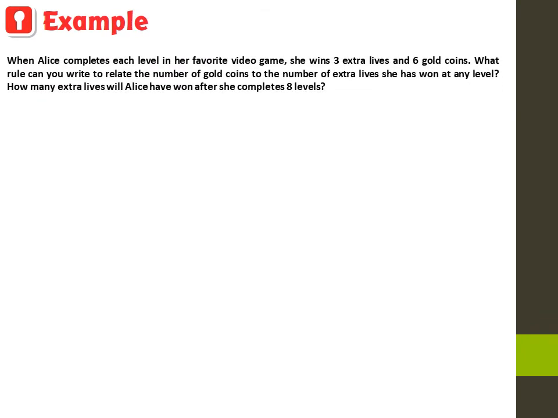Example: when Alice completes each level in her favorite video game, she wins 3 extra lives and 6 gold coins. What rule can you write to relate the number of gold coins to the number of extra lives she has won at any level? How many extra lives will Alice have won after she completes 8 levels?